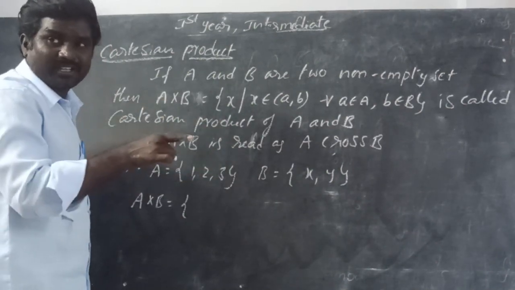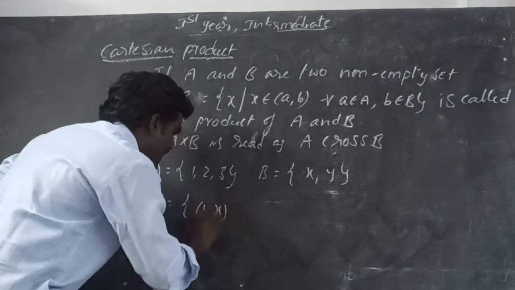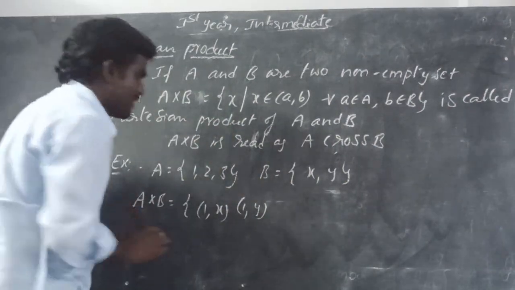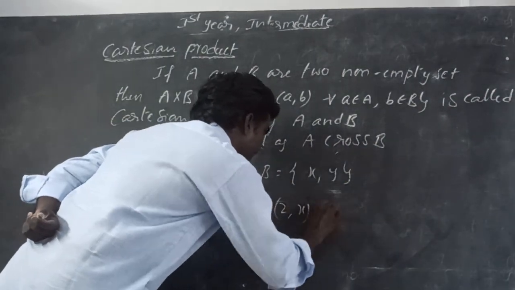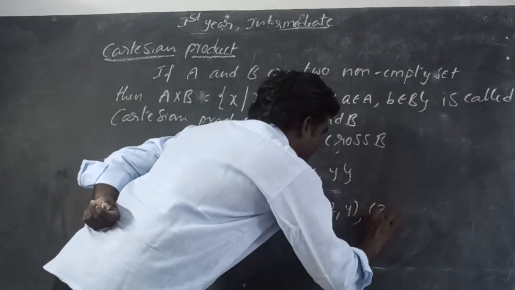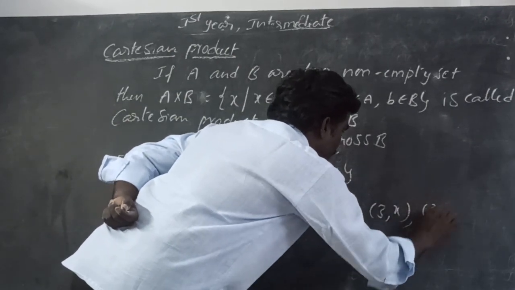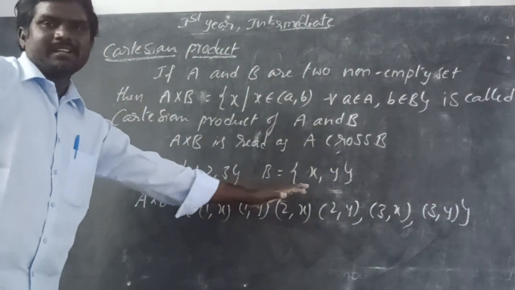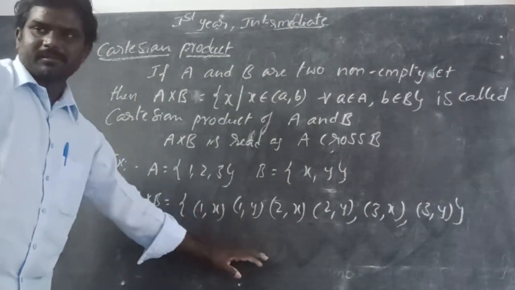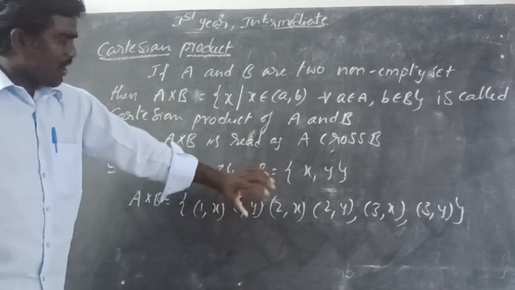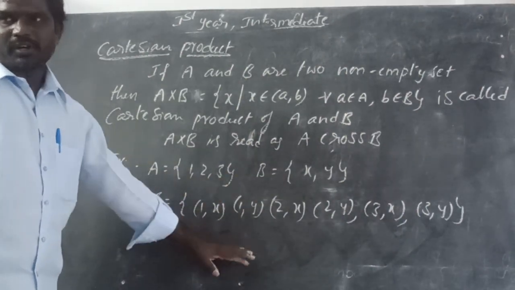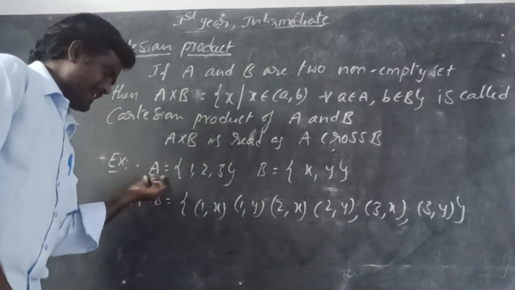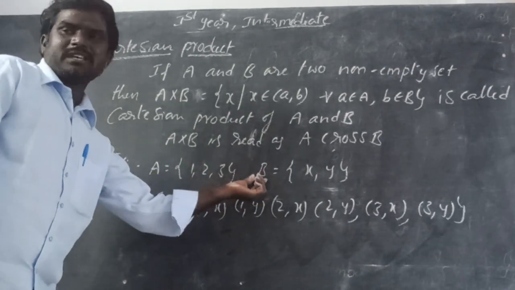How many ordered pairs can you get? 1x, it is one ordered pair. Next 1y, it is another ordered pair. Next 2x, 2y, 3x, 3y. So this is the Cartesian product of A and B. The set of ordered pairs is called the Cartesian product. The first component belongs to set A, the second component belongs to B.